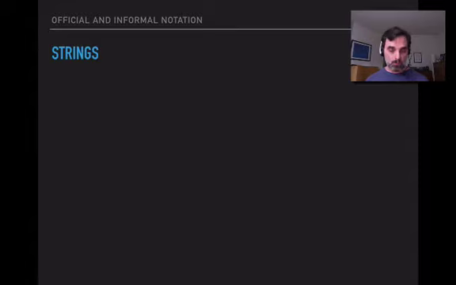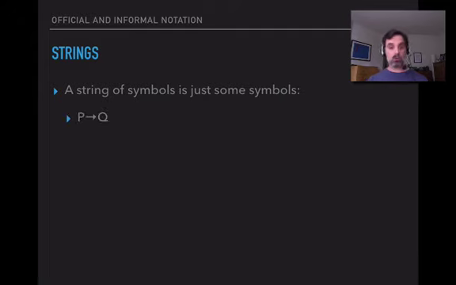So one more piece of terminology, a string. A string is just some symbols. A string of symbols is just some symbols. So P arrow Q, that's a string. Arrow negation Z, that's a string. Negation parenthesis Z arrow Q R parenthesis, that's a string. None of these are in official notation, and only the first one is in informal notation. The other two are not sentences at all.